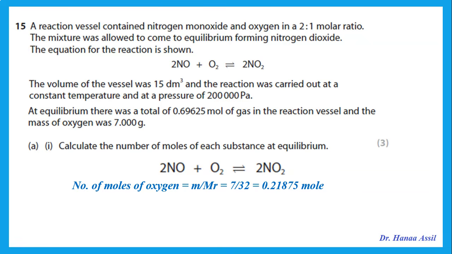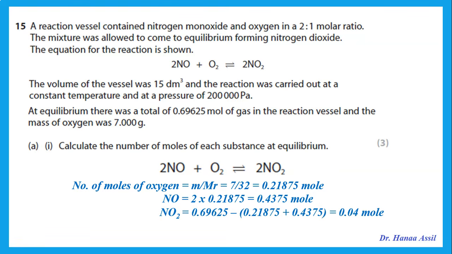Now, what is the number of moles of NO? At the top of the question, it says that nitrogen monoxide and oxygen are in a ratio of 2:1. So that means that the number of moles of NO is twice that of oxygen. So that is the number of moles of NO. What about NO2? Well, he said at equilibrium there was a total of 0.69625, and that means that the NO2 will be the rest of the 0.69625 minus the total of oxygen and NO. That gives the number of moles of NO2.